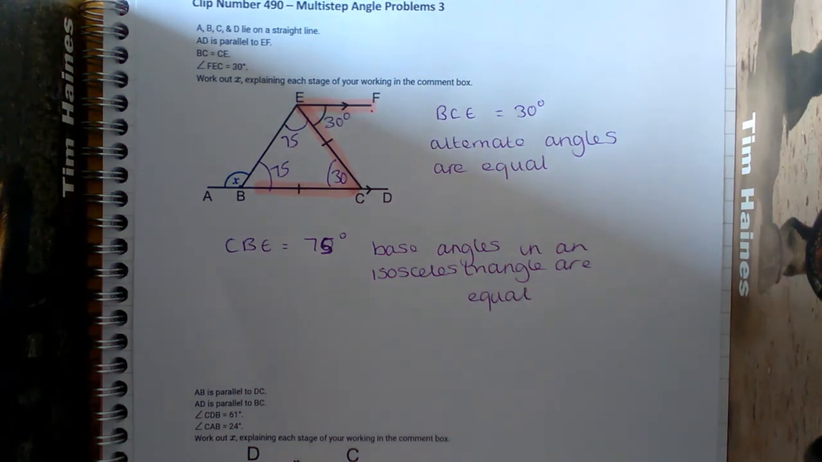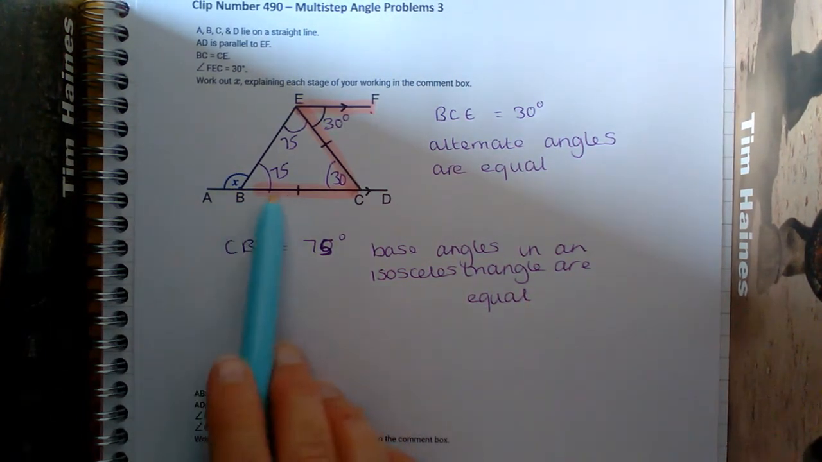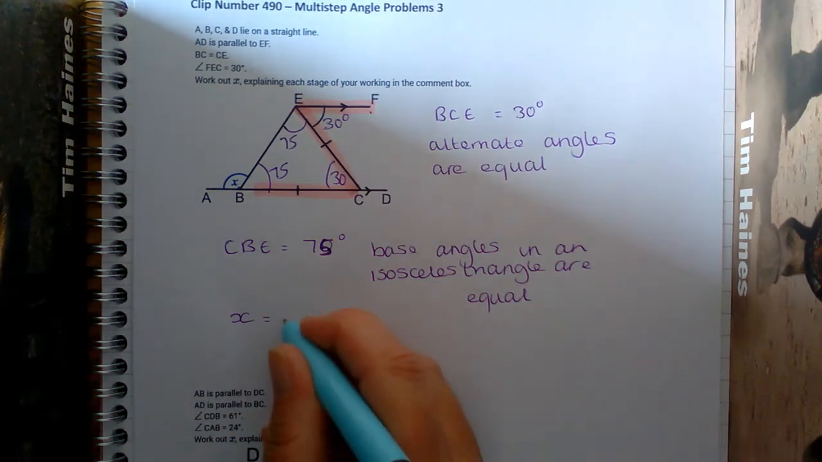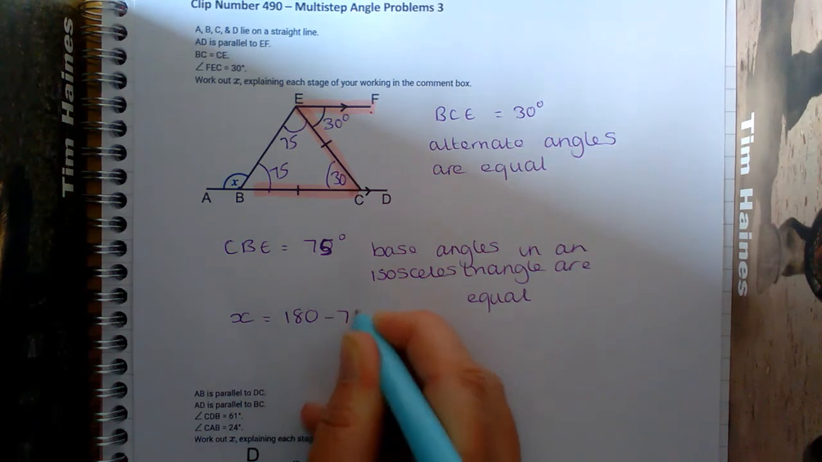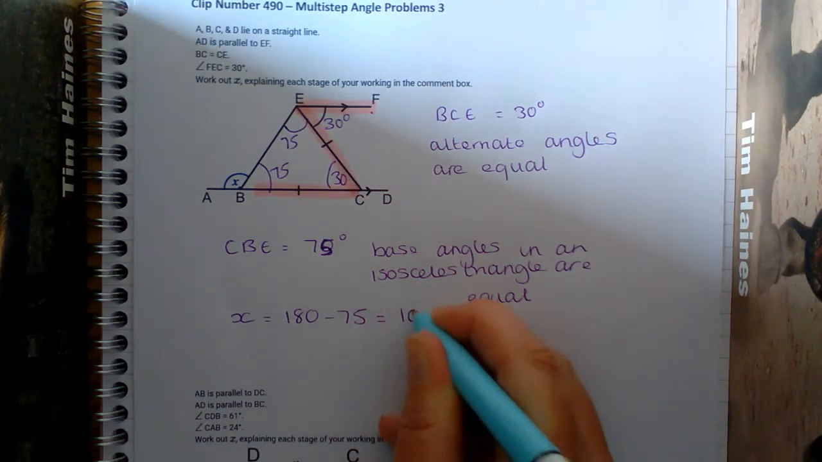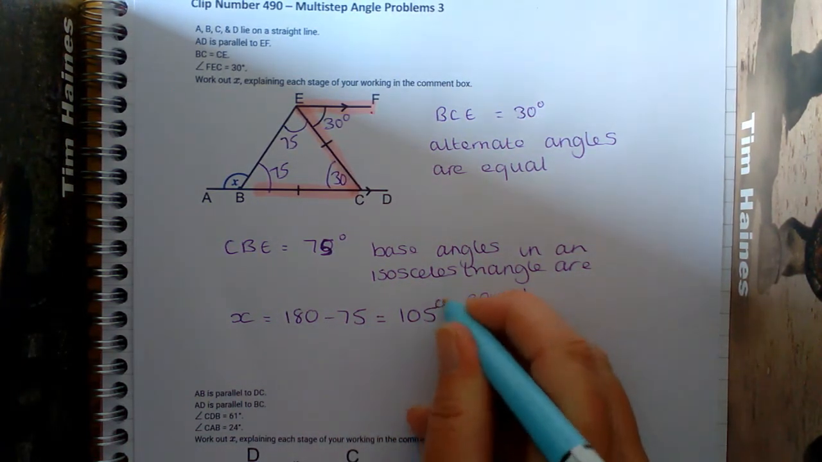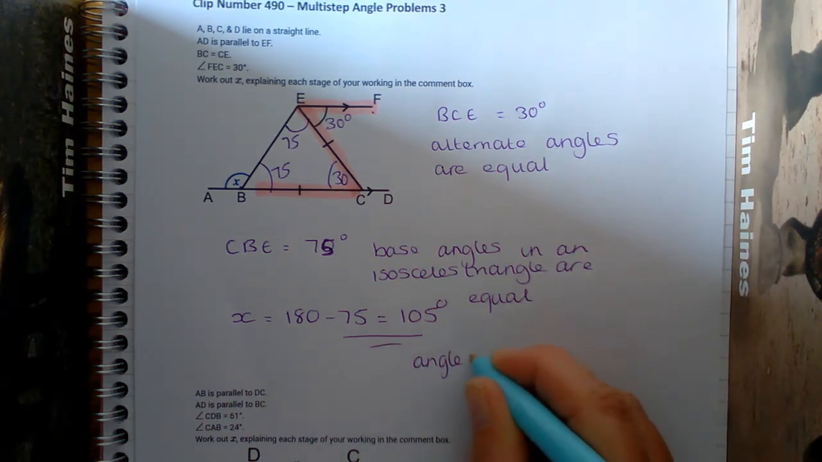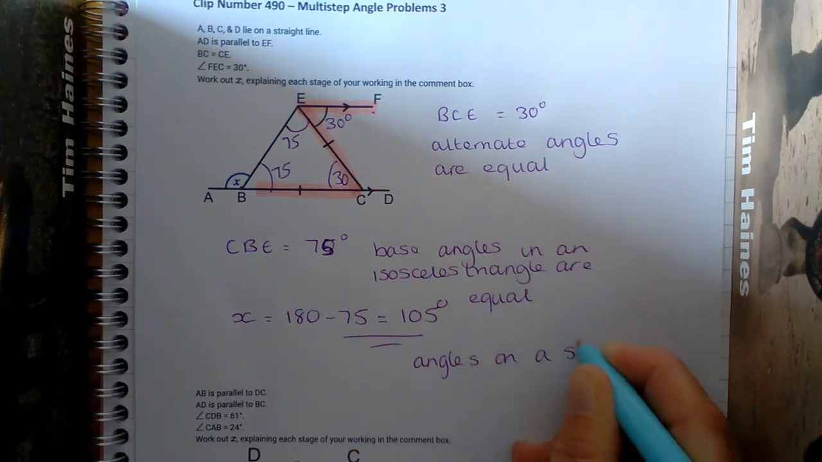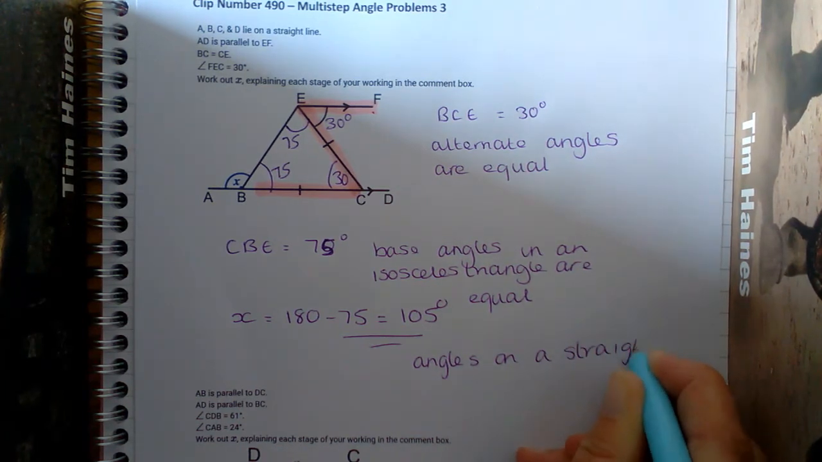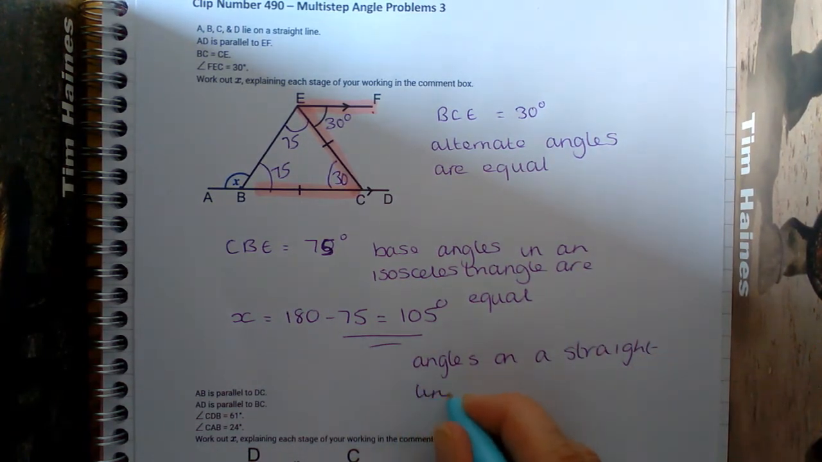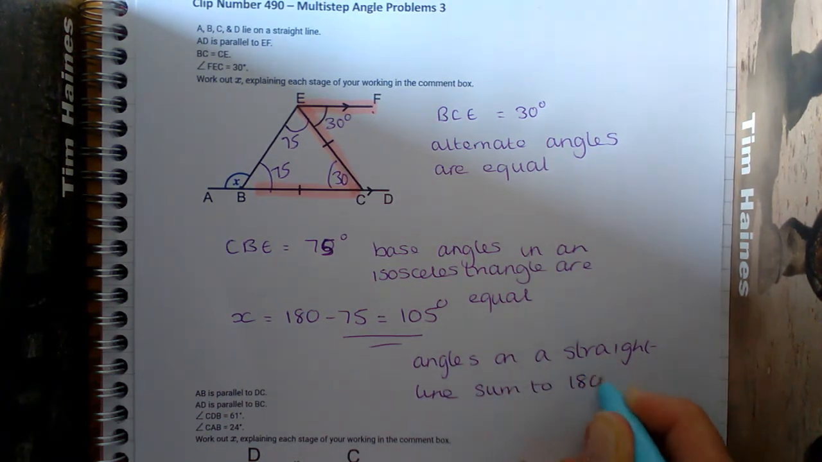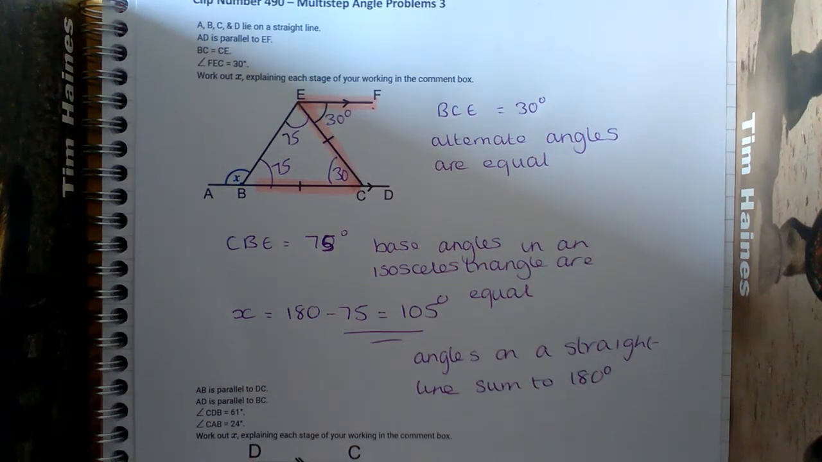Okay, and now we've got the final step. I can work out what X is because now I've got a straight line. So X is equal to 180, take away 75, which is 105. Okay, and that's my answer. And it's angles on a straight line add up to 180. Okay, and that's the first one.